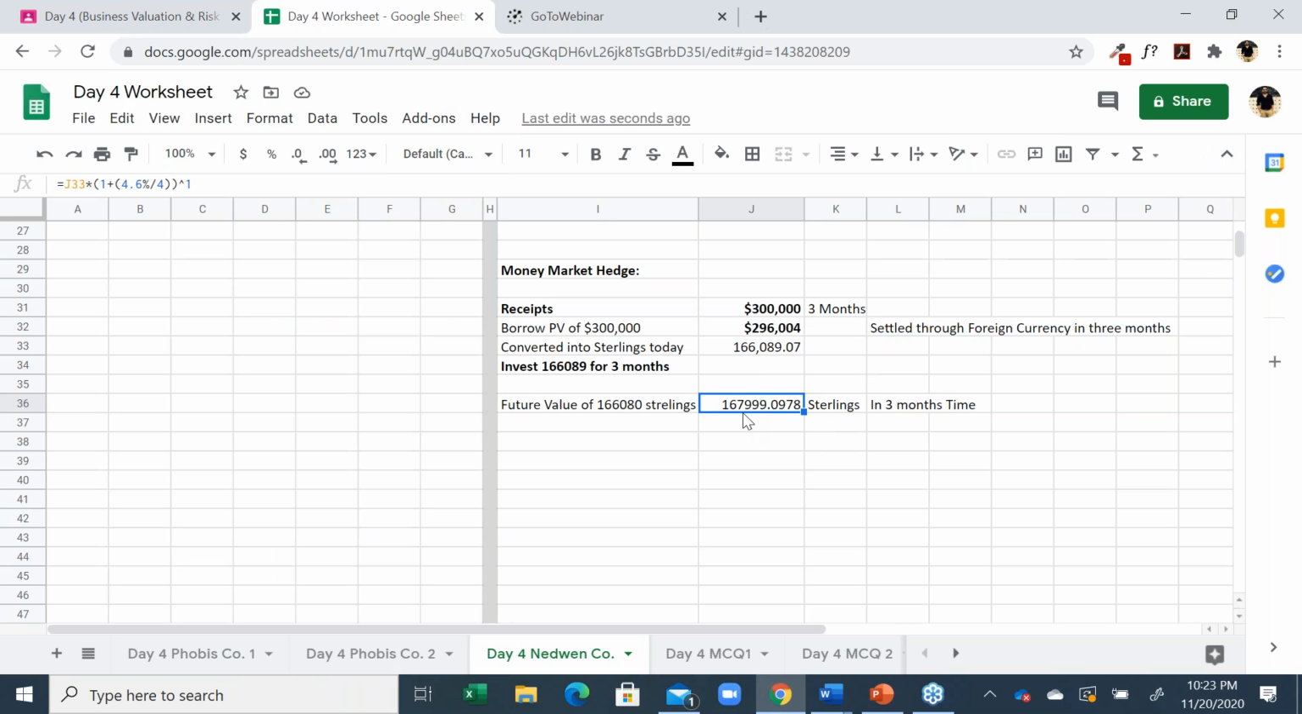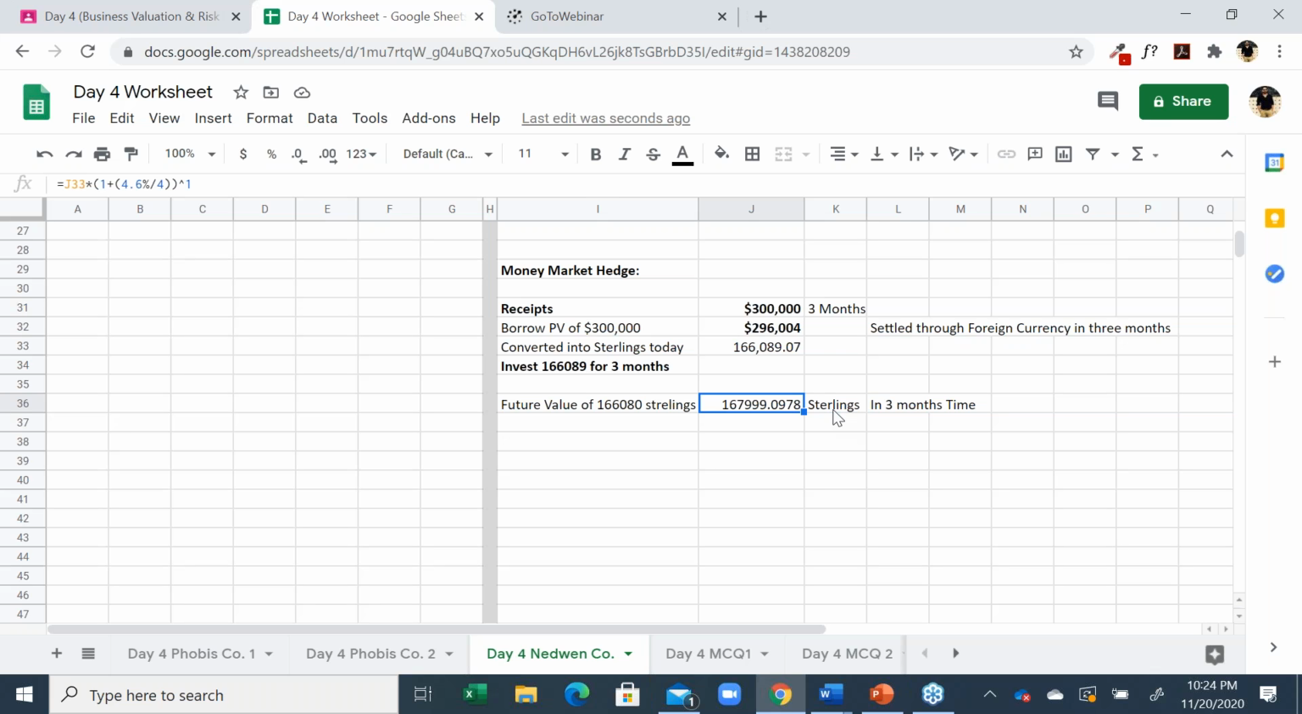So right now we know what we will be having after 3 months in pound sterlings. So we don't have any doubt anymore about what local currency units we will be having in 3 months' time. We have used banks, we have used short-term borrowing and lending to find out exactly what we will be having in 3 months' time, and that is called money market hedging.